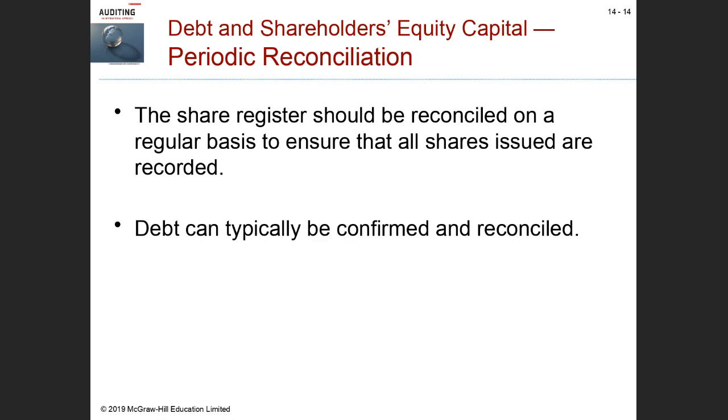The share register, it says, should be reconciled on a regular basis to ensure all shares issued are recorded. So how many shares have we actually recorded in our financial statements? We want to make sure that's the same number as the transfer agent or trust company tells us have been issued. So reconciliation between what the transfer agent, who's keeping track of all the shares, is telling us, and how many shares we actually show as being issued in the financial statements. Those two numbers have to reconcile to each other.